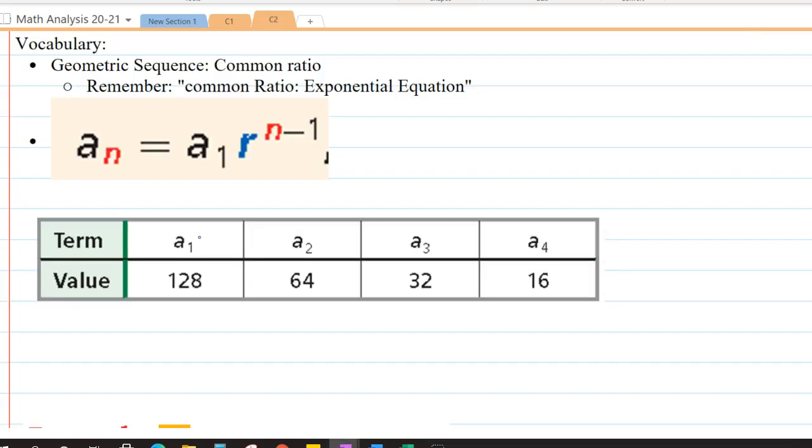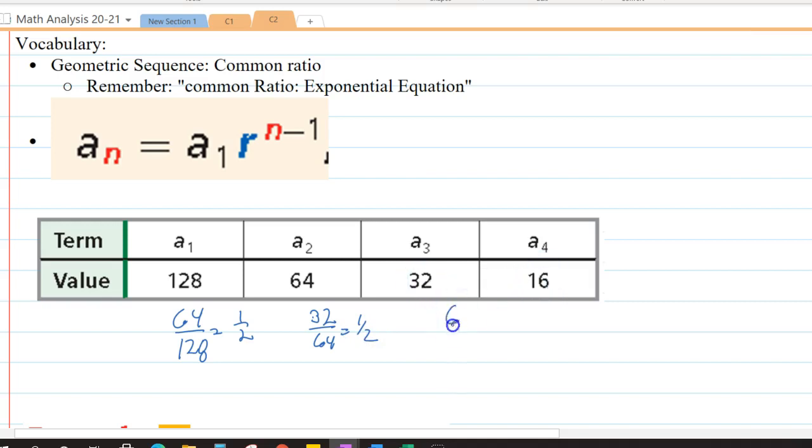Here's our first example. Our first term is 128. Our second term is 64. We divide 64 divided by 128 equals 1/2. Do it again. 32 divided by 64 is equal to 1/2. We'll do it one time to be safe.